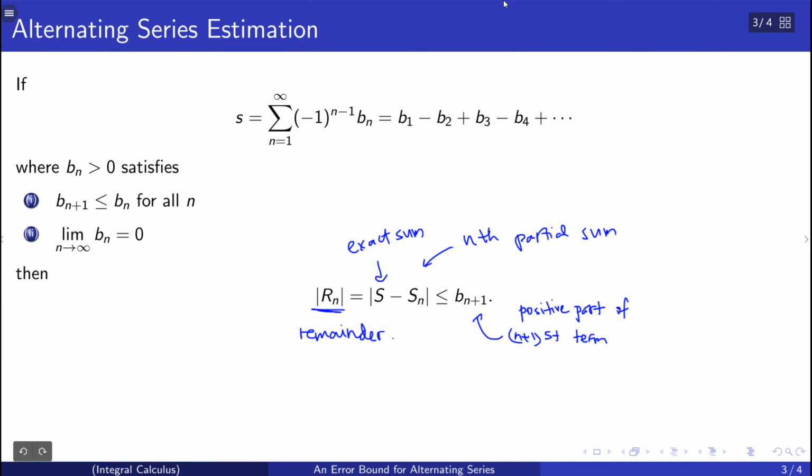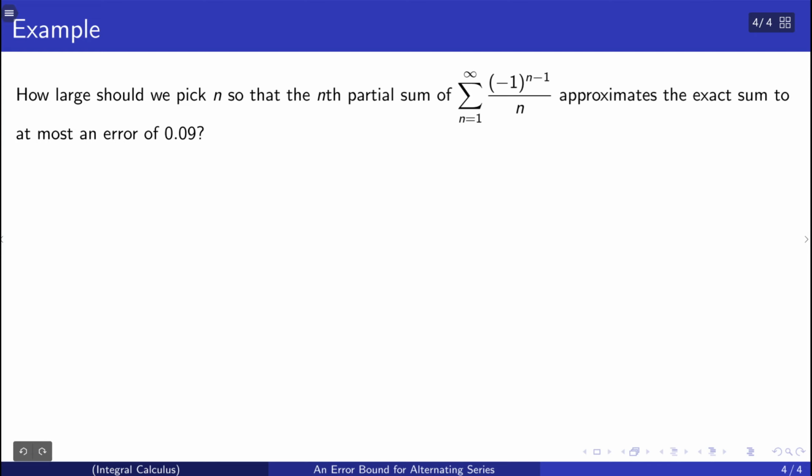Okay, so let's do an application of this where we're asked to pick n, so that we achieve some desired accuracy in our partial sum approximation. Right, so it's similar to when you were approximating integrals before, where the larger n you pick, the closer you are to the actual value of your integral. It's the same idea here, right? The sum converges, the sequence of partial sums converges to a finite value. So that means the larger you pick n, the closer you're going to be to the exact sum.